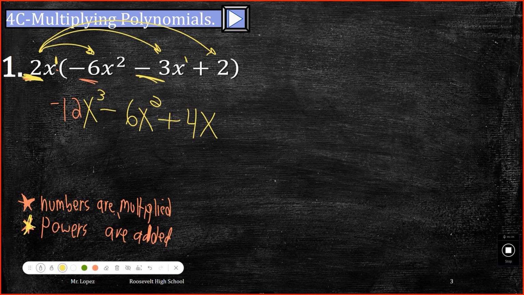Why do you get an x? Because this one has an x. You're just going to bring it down. All right, your turn.